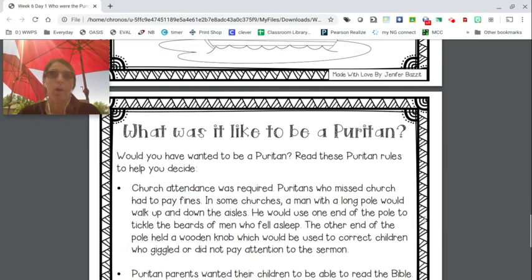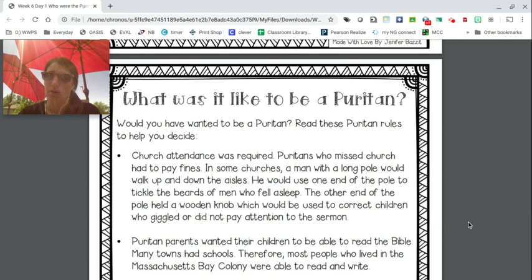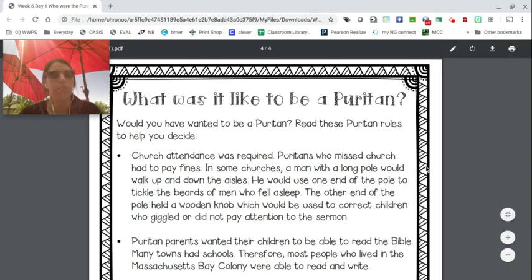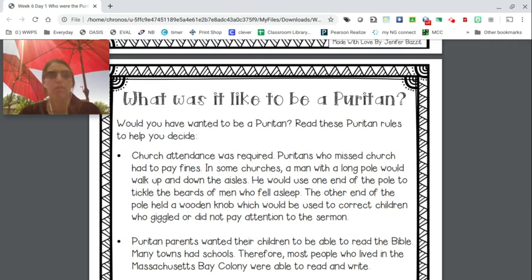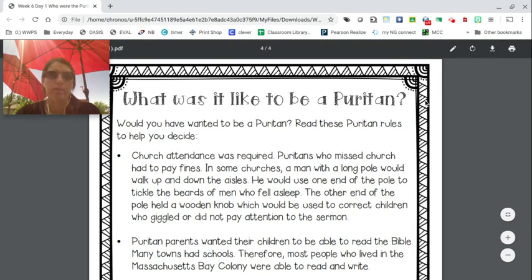Okay, what was it like to be a Puritan? So remember, these folks left England. They came over to what is now the United States, to the New World, because they were looking for religious freedom. They weren't able to practice their religion freely in England and wanted to come over here to have more freedoms to do that. So that's a big part of who these people were and what they believed in and what they were about. And so that's going to impact their culture and what it was like to live in a community of Puritans. Okay, let's check out this page.